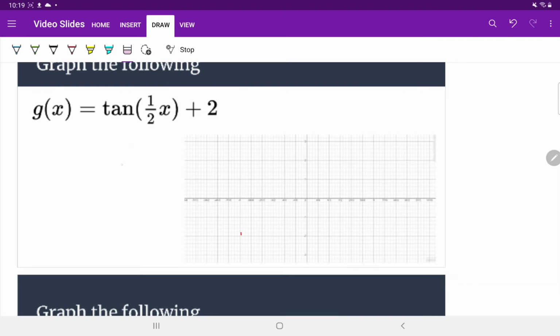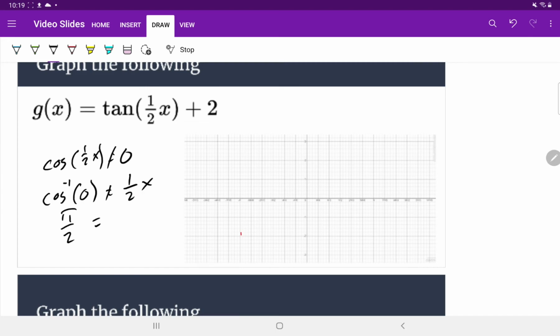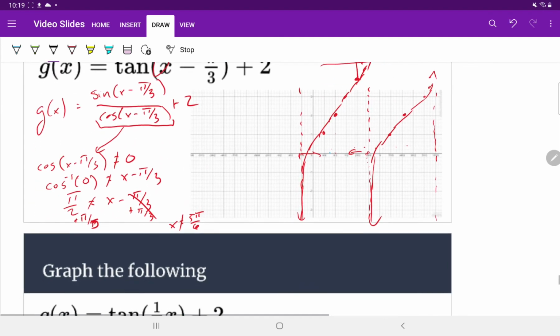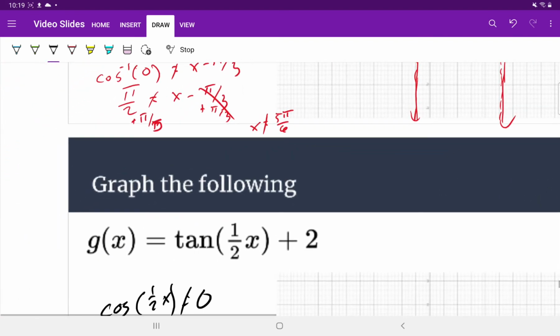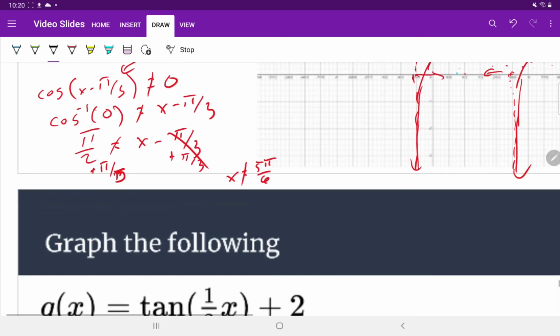Well, let's do another one. So here I have tan of 1/2 x plus 2. If I look at this, again, I'm going to say to myself, okay, cos of 1/2 x cannot be equal to 0. So the inverse cos of 0 cannot equal 1/2 x. Take the inverse. So this will be pi over 2 cannot equal 1/2 x, or times it by 2 gives me pi cannot equal x. And by the way, I'm realizing that it does happen every pi over 2 because something else is happening here that I have to remember to incorporate. So this is plus pi n.